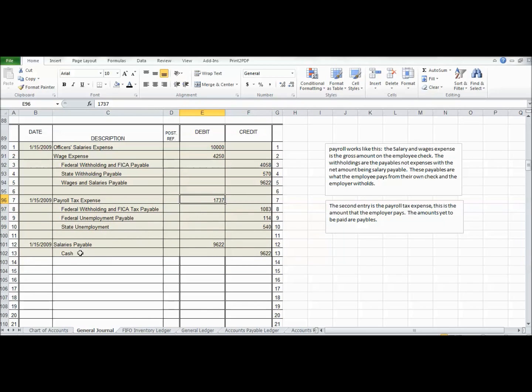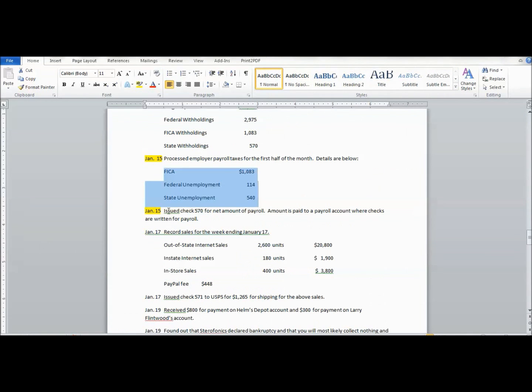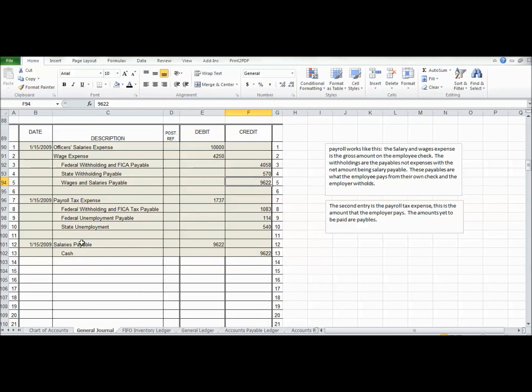And finally, you have the time when you actually pay the employees. Up here, you just owed the employees, but this is where you actually write the check. So we issued check 570 for the amount of payroll that was due, which is 9,622. So we just reduce the wages and salaries payable. I would prefer you to use the chart of accounts, but as you can see, I'm a little bit off here, but that's okay. Hopefully you get the picture. Use the same account for both of these.